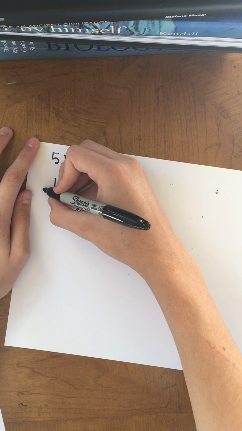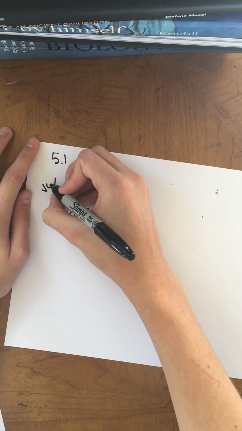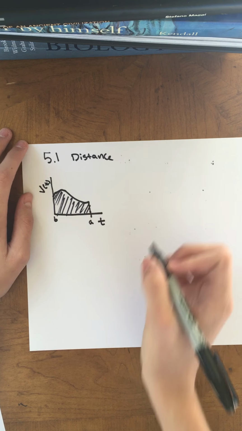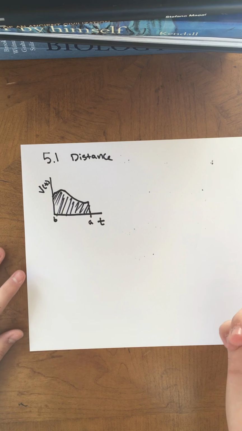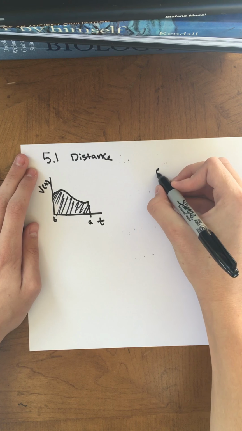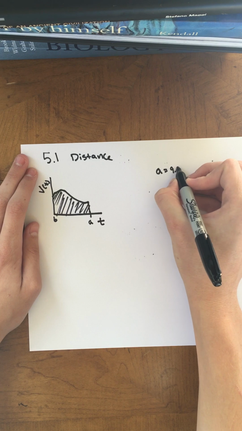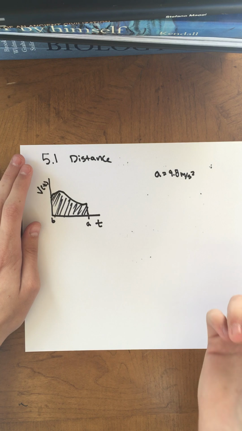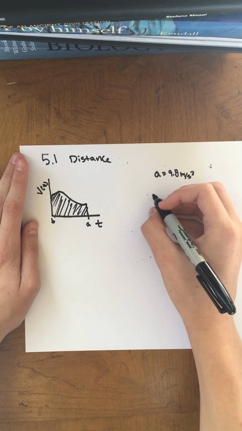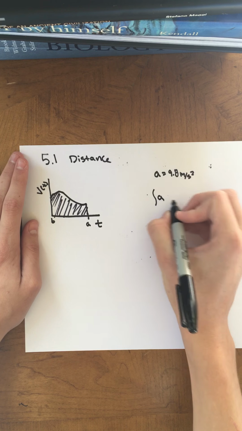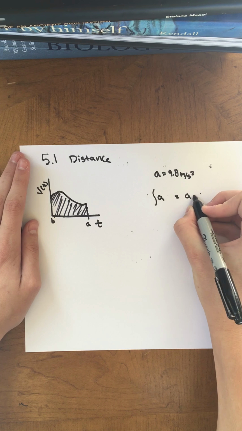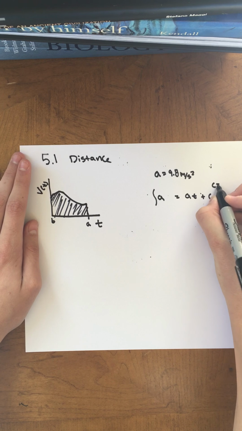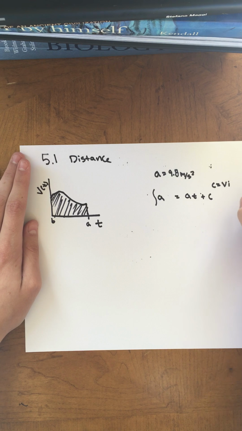And for your y-axis, that'll be v of t, and for your x-axis, that's just going to be t. Now, if you were to have a function using integrals, let's just say a is equal to 9.8 meters per second squared, and that is the gravitational acceleration constant, and taking the integral of a is equal to at plus c. And c is going to be our initial velocity.